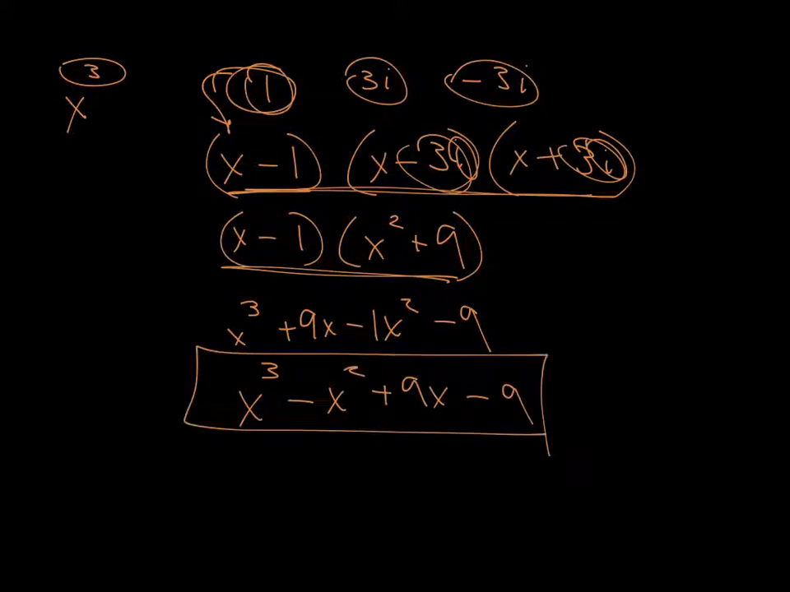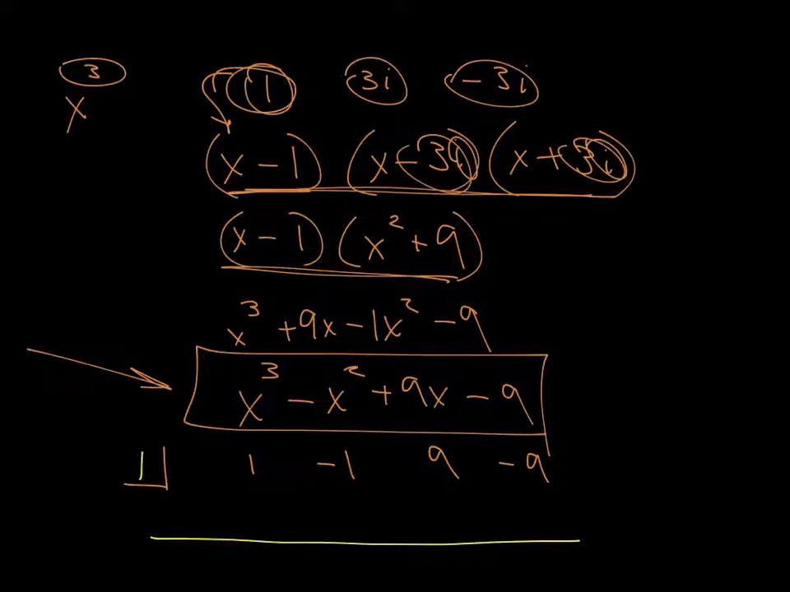And I get that. So how do I check? How do I know that that is the equation? Well, it's pretty easy. I can do 1, negative 1, 9, negative 9. And I can put a 1 in here, and do synthetic division and see if I get a remainder. If I get a remainder, then I'm wrong. This is not the correct answer. If I get a 0 for a remainder, that means it works.